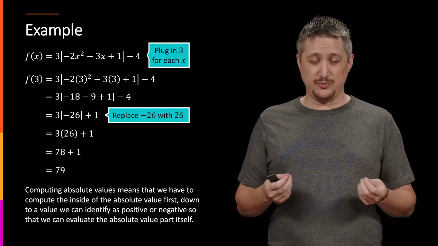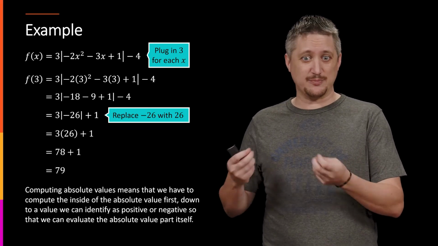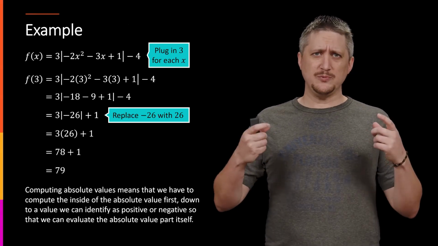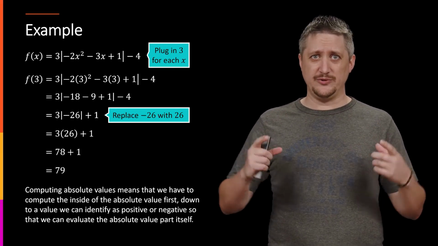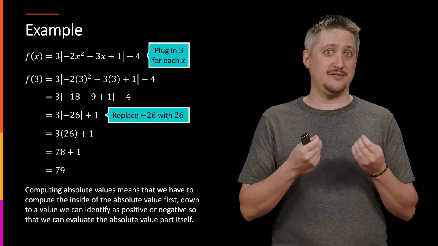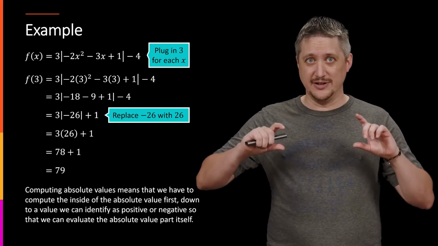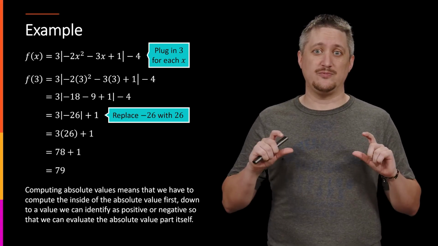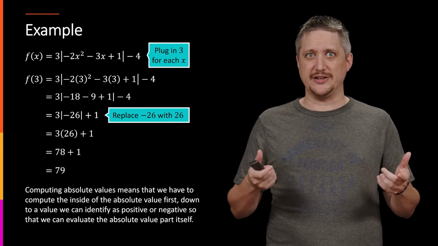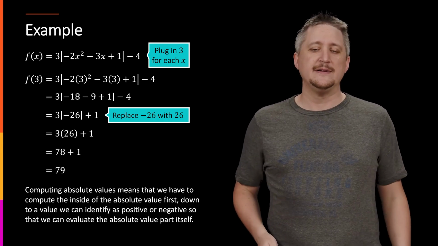So the important thing here is that when you're computing absolute values using a number, as opposed to having an x or an expression or another function, we need to compute the inside of the absolute value down to a value where we can identify it as being entirely positive or entirely negative. Then we can apply that absolute value trait of making negatives positive, or just ignoring positives and letting them be what they are.